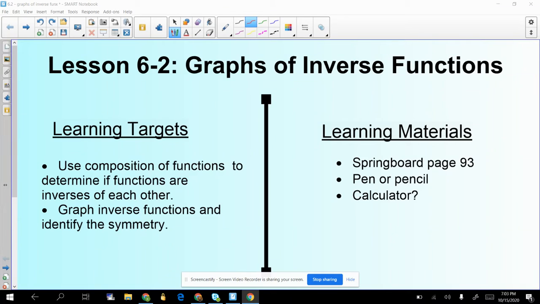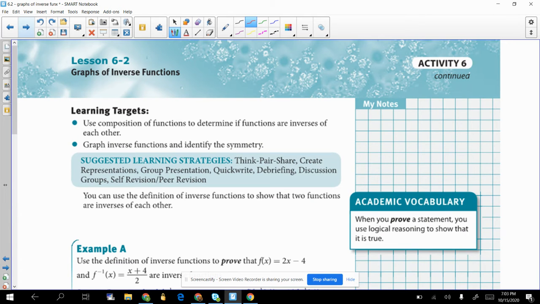Hi guys, here's a video on lesson 6.2, which is graphs of inverse functions. What you'll need is your Springboard book, and it starts on page 93. You'll need a pen or a pencil to take notes, and you may want a calculator, but you probably don't even need one. Let's get started, page 93.